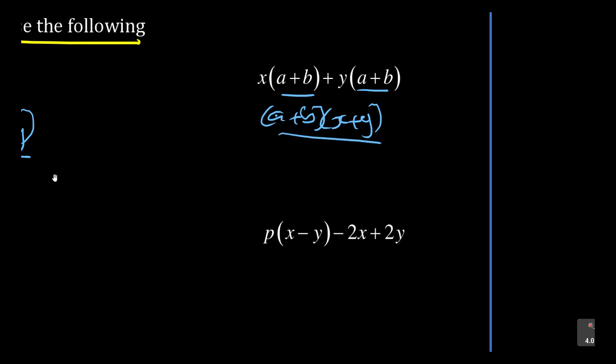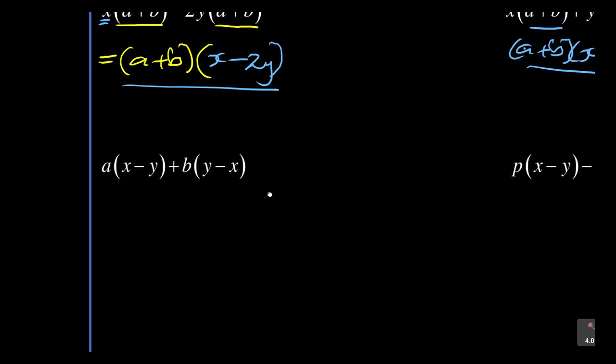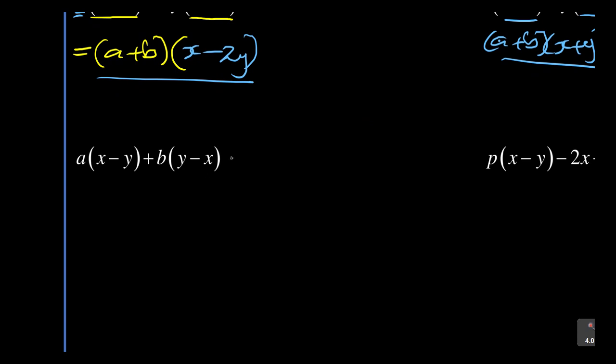But there is something that you will find in the exam. This one you will find, the second one. They will ask you this part. Look at this. I have got a x minus y, and they have got b y minus x. So you need to be very sensitive now to say, this is x, it's positive, but here it's negative. So what you do is, you are still doing the same, a, x minus y. So what we say is, take out a negative from here.